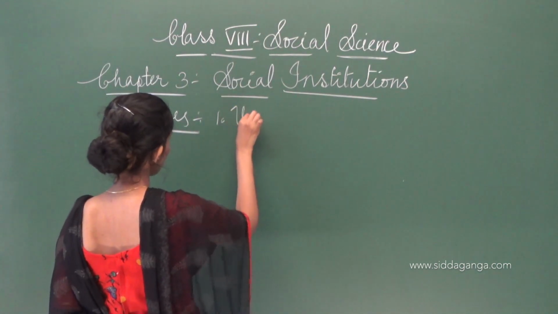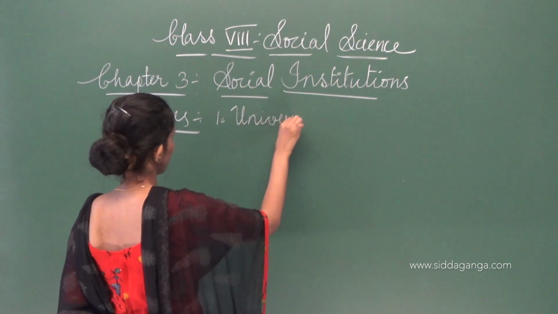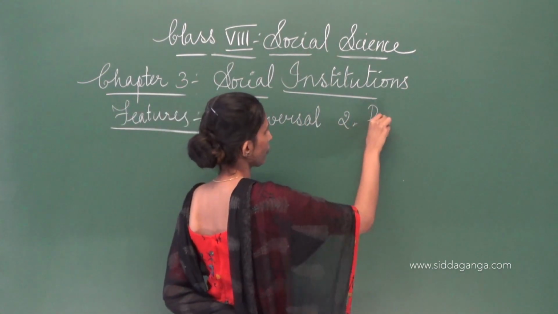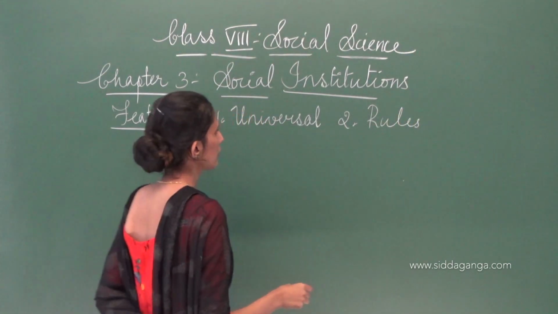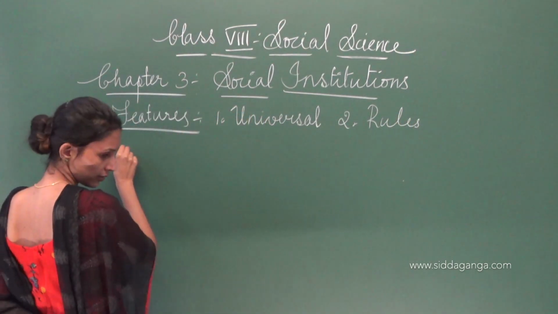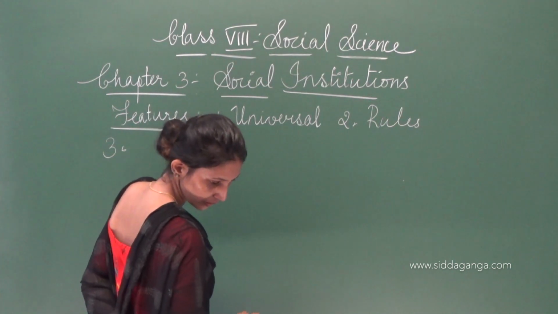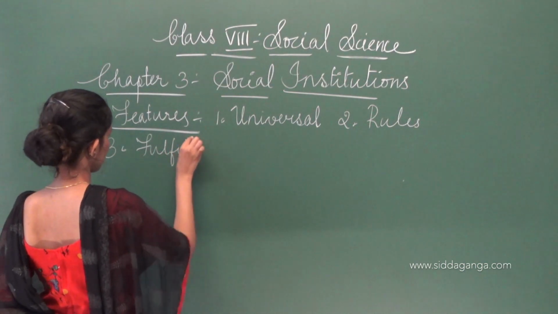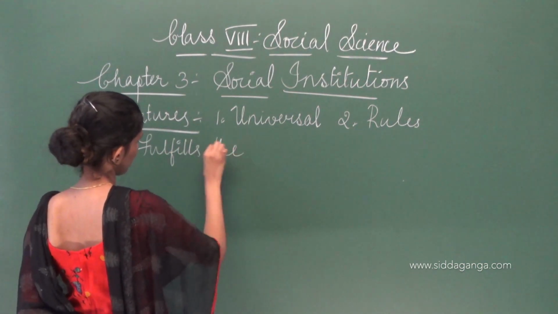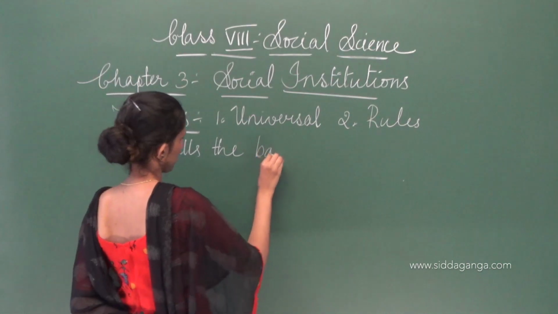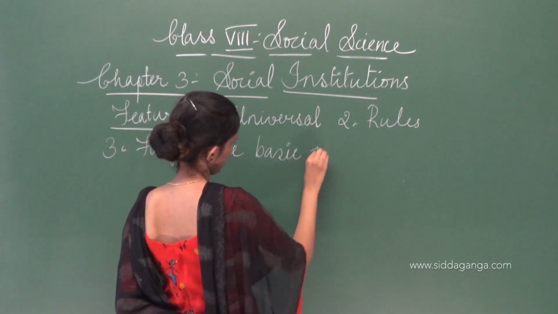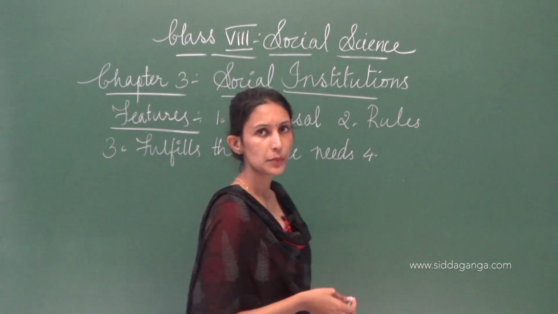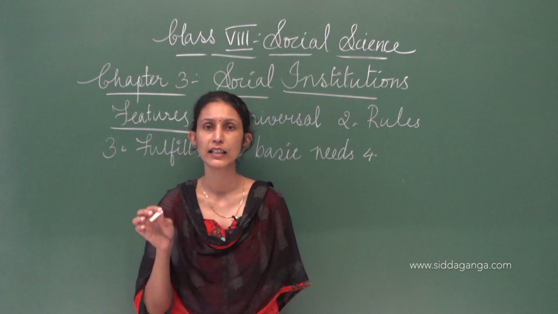The first one was universal, the second one was it has rules, and the third one is it fulfills the basic needs. So the third point is it fulfills the basic needs.